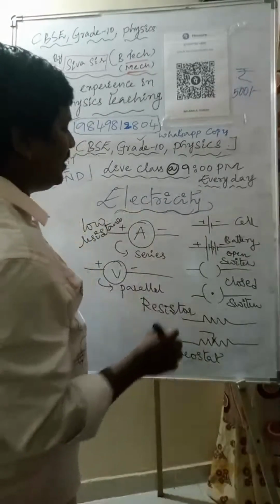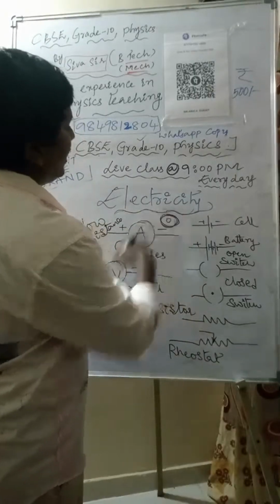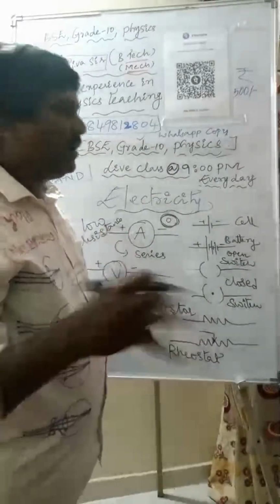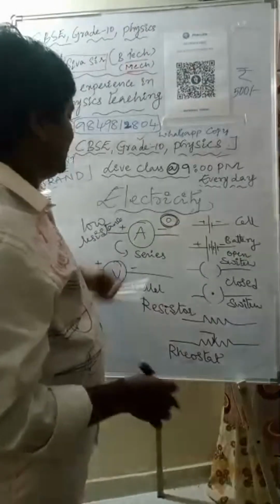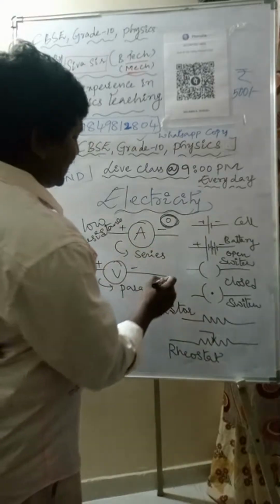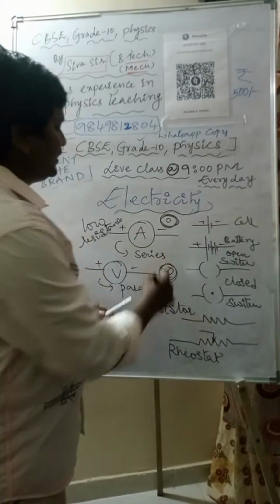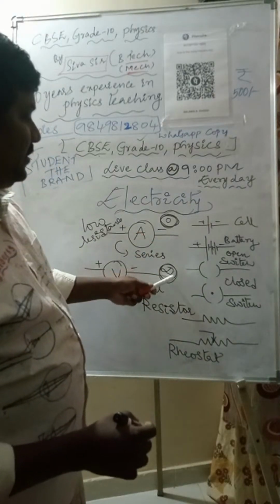So the ideal ammeter resistance value is 0. Ideal ammeter means it does not oppose any current. So that is ideal resistance. The resistance of an ideal ammeter is 0. The resistance of an ideal voltmeter is infinity.